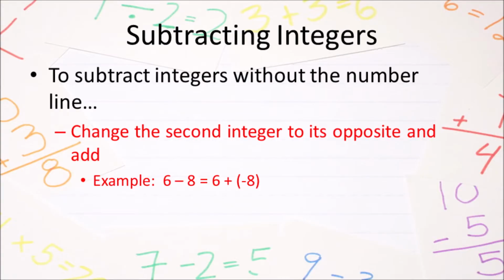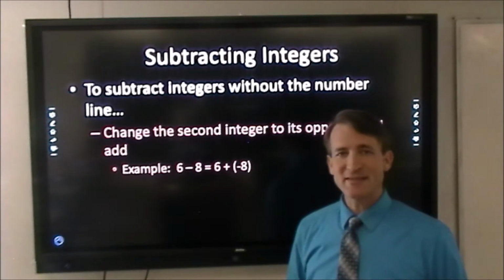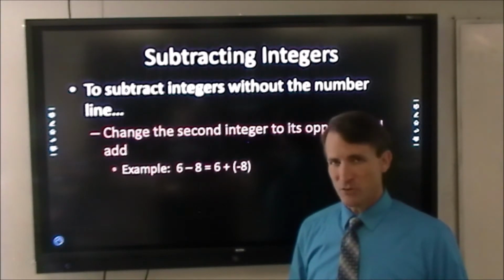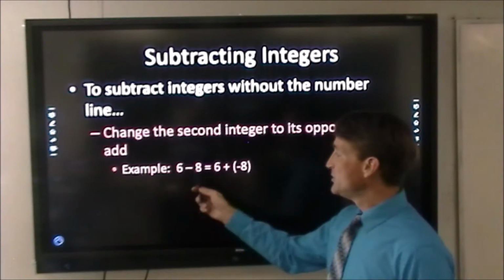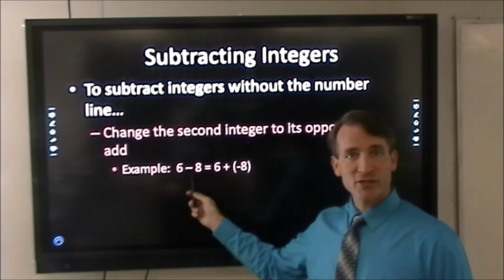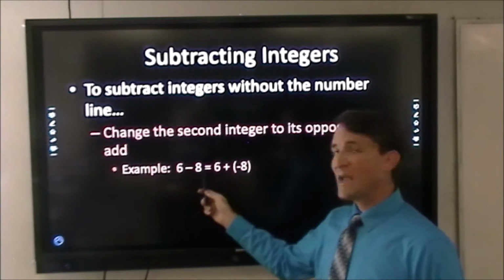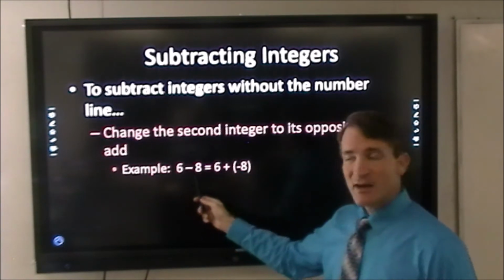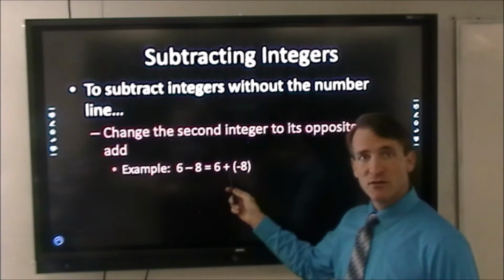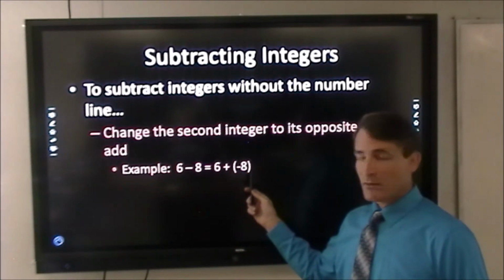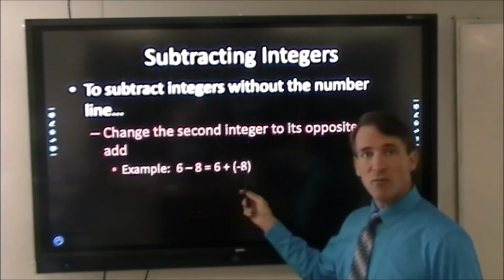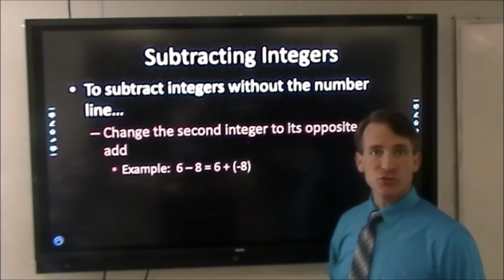So let's say this is our example, 6 minus 8. Many people can do that in their head, but when they cross over that 0 mark, they get confused. So what I'm going to do is change this to an addition problem instead of a subtraction problem. Rather than subtracting 8, I'm going to change it to the addition of negative 8, which is the same thing. But now that it's an addition problem, I can use my addition rules.